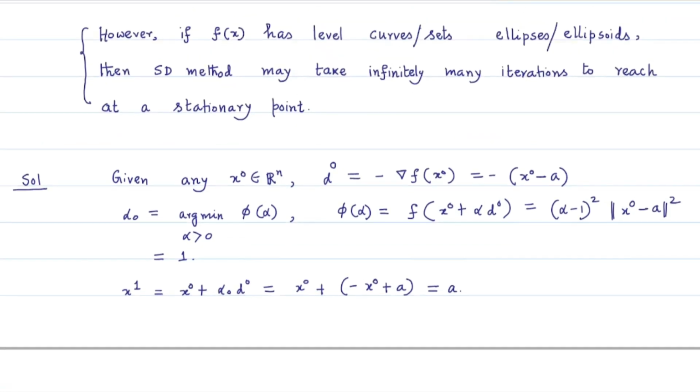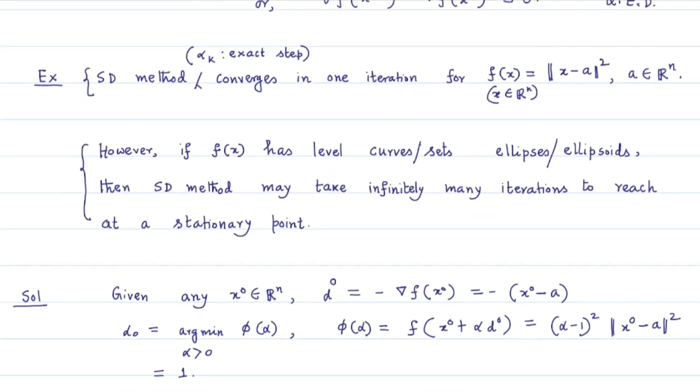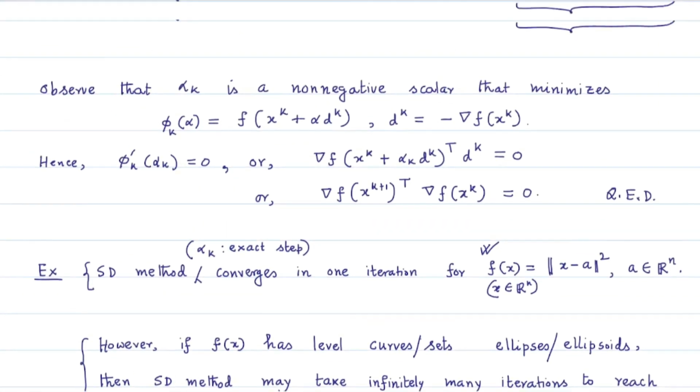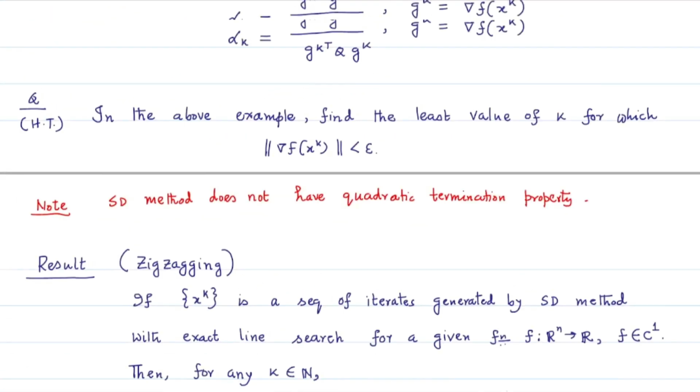And we see that this a is the exact minimizer, a stationary point of the function f. So the steepest descent method with exact line search converges in one iteration for this particular quadratic function. Now to show that the steepest descent method may take infinitely many iterations, you can look at the example that I have given over here.